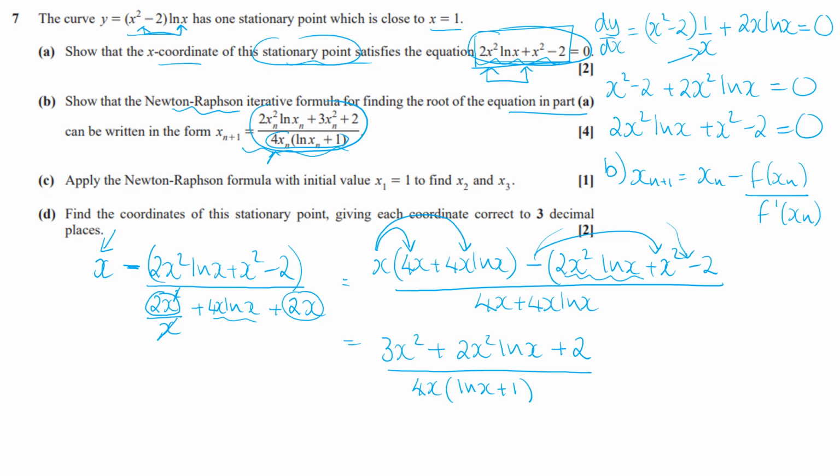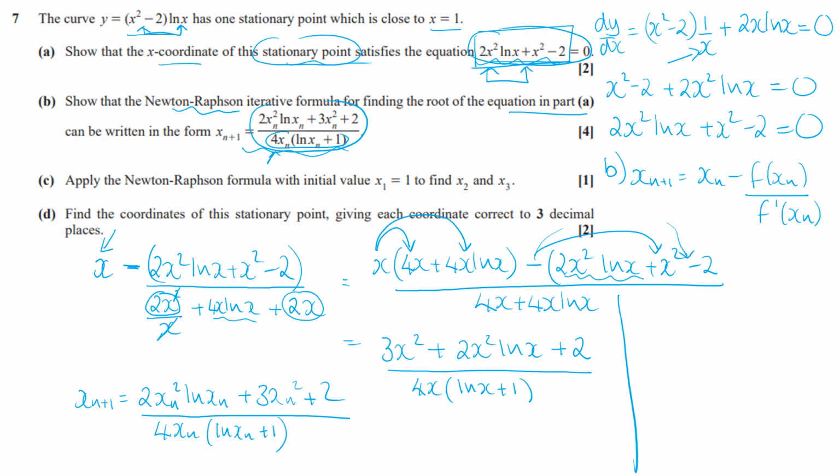So writing it in the order they've got it, we can say that x of n plus 1, just putting the xn's in now, is our 2xn squared ln of xn plus our 3xn squared plus the 2, all over our 4xn times ln of xn plus 1. So that's part B. Part C, I have to do here.